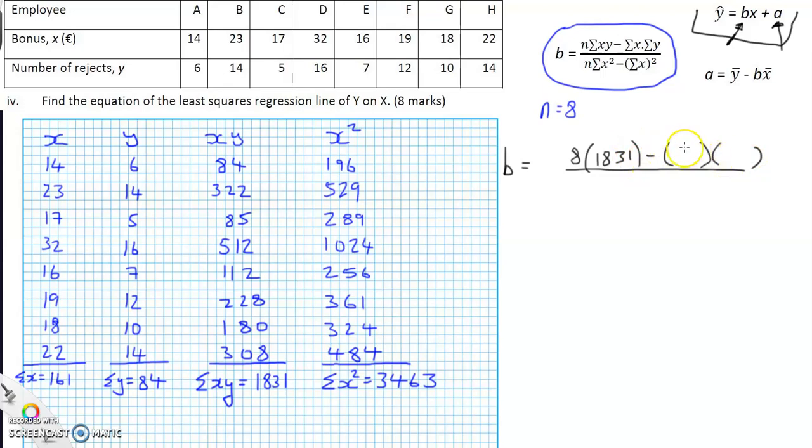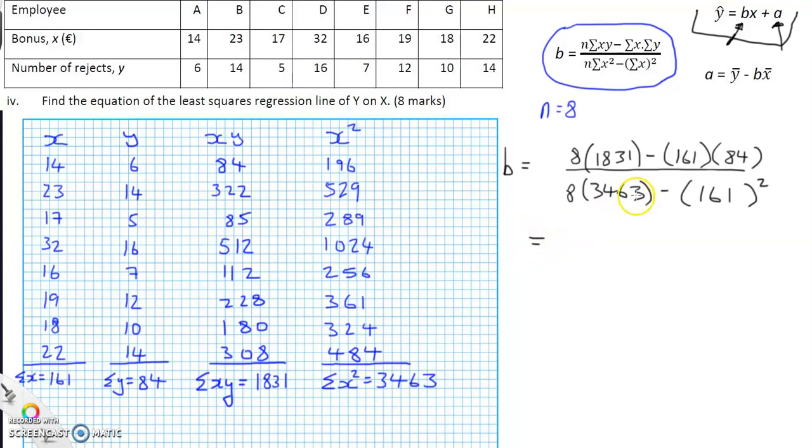The sum of the x's is 161. The sum of the y's is 84. And down below then we have 8 times the sum of the x squareds, that's 3463, minus something in brackets, all to be squared. And the something in brackets is the sum of the x values. That's 161.